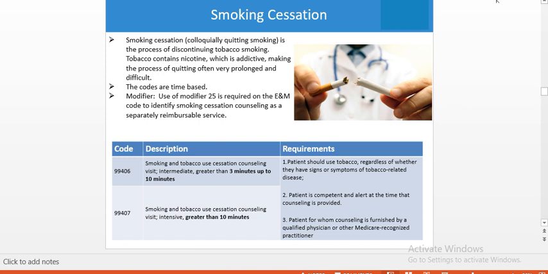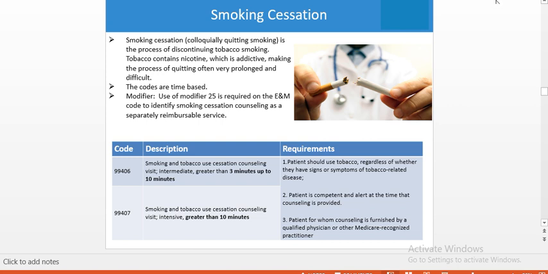We will see one example. The patient came to the ED and the physician performs 7 minutes of smoking cessation counseling. What will be the code here? 99406, as 7 falls between 3 to 10 minutes. For example, if the physician takes 15 minutes, we need to code 99407. If the physician takes 2 minutes, we need not code, as the code description itself says that 99406 is greater than 3 minutes up to 10 minutes. So if it is 2 minutes, we need not code.